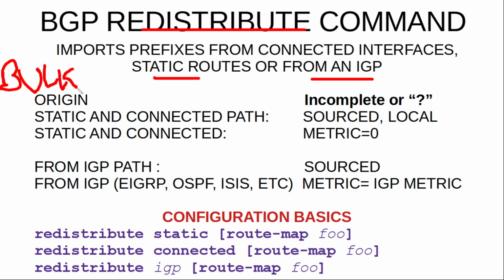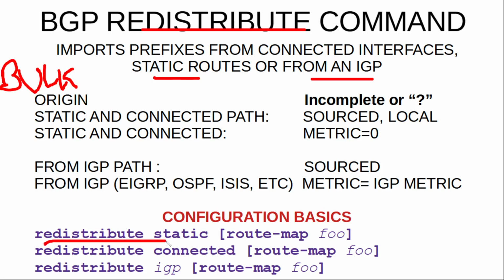So the network command is usually a per-prefix injection, one by one. If you want to inject one prefix, you type in one network command. If you want to inject another prefix, you have to type in another network command. So if you wanted to inject 100 prefixes, you would have to type in 100 network commands. So if you want to do bulk injection, you can use the redistribute command.